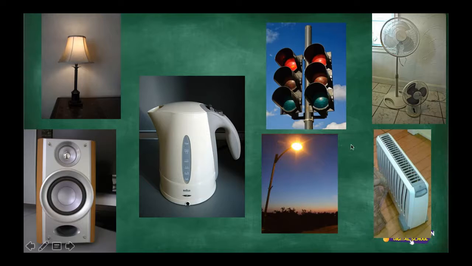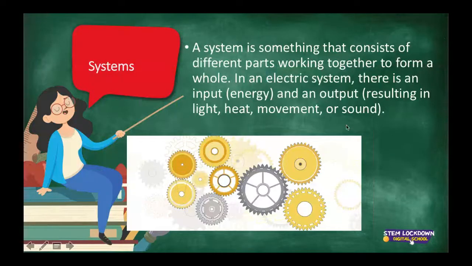All right, now let's get the meaning of systems. Please do write it down. A system is something that consists of different parts working together to form a whole. So if you think of a kettle, there are many systems and there are many parts in the kettle that make it work the way it is.